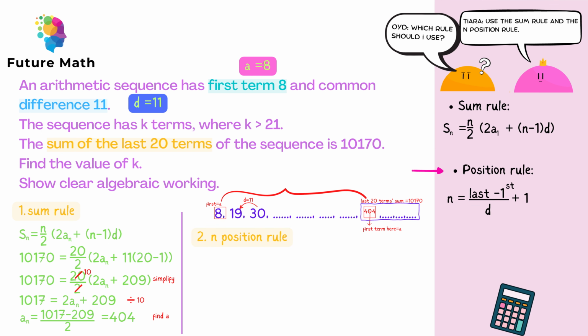Next, I will find the position of this number by using the n position rule. So I will do 404 minus 8 divided by 11 plus 1. And this comes out as 37.